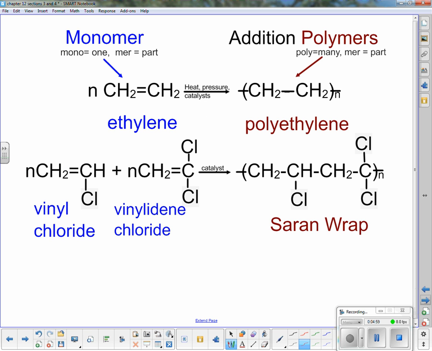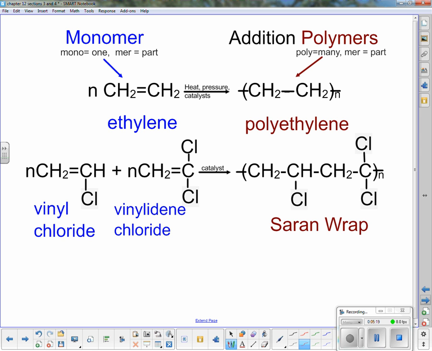Now we're going to get into polymers a little bit more. In order to understand polymers, you need to understand monomers. Monomers are the group that we make polymers from. When you think of mono, mono means one, mer means part. So one part. A monomer is one part of a polymer. A polymer is many monomers together.